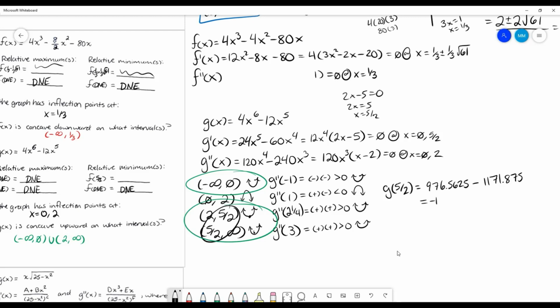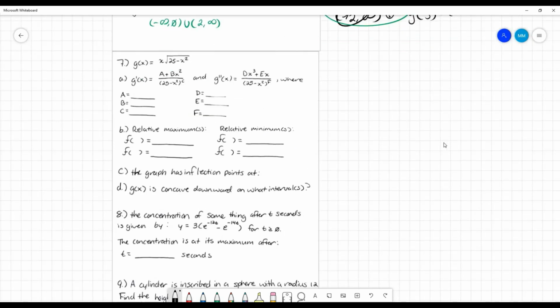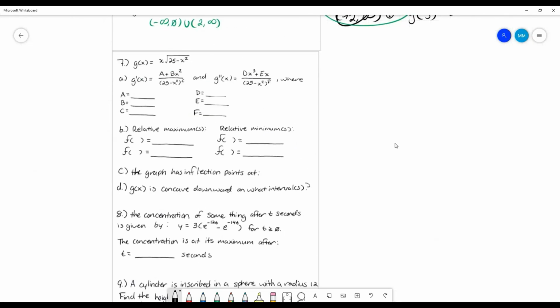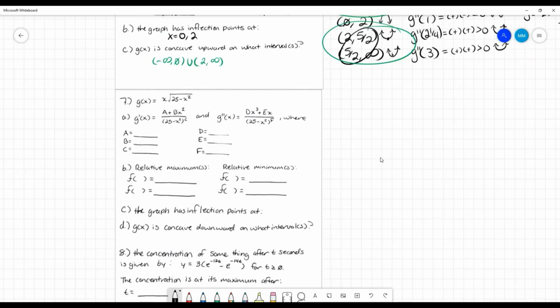And that's going to be a negative this. Okay. Number 7 now. Oh, this is not my favorite. I don't like this one very much.